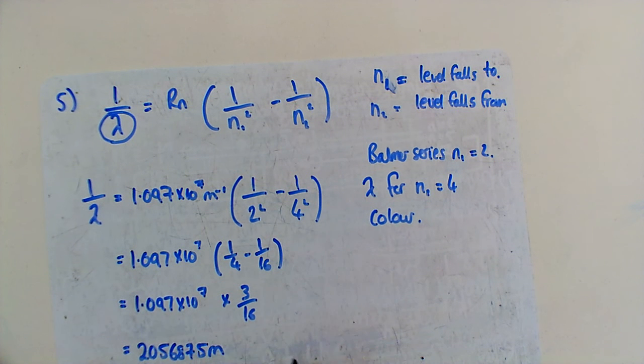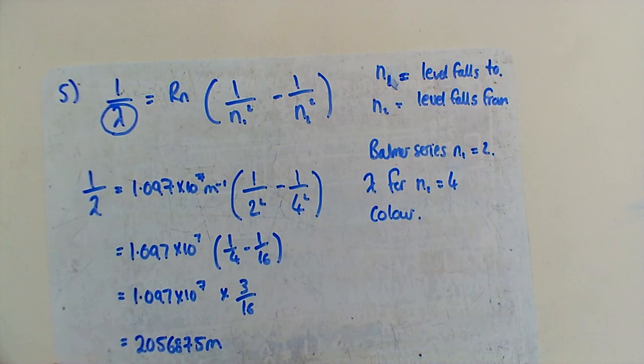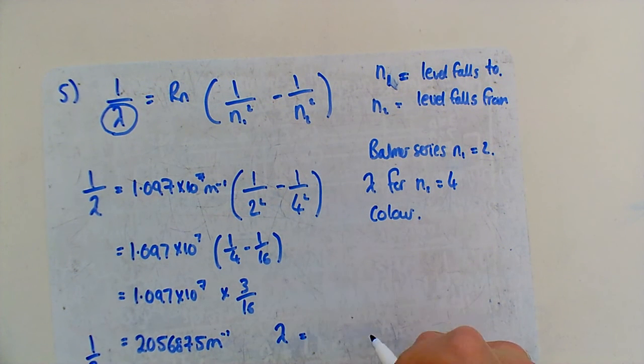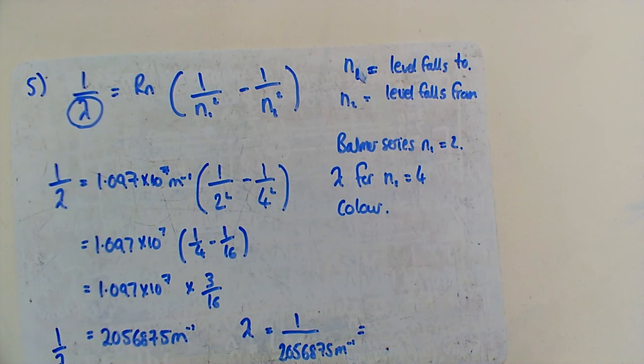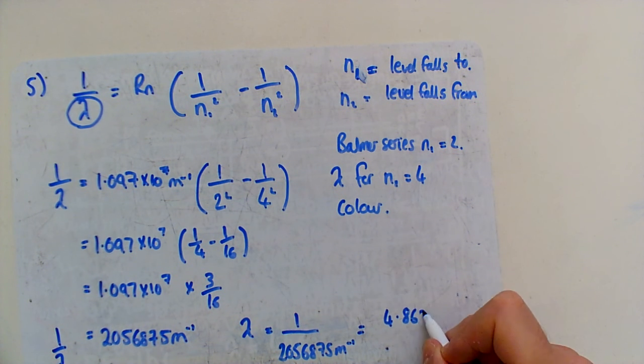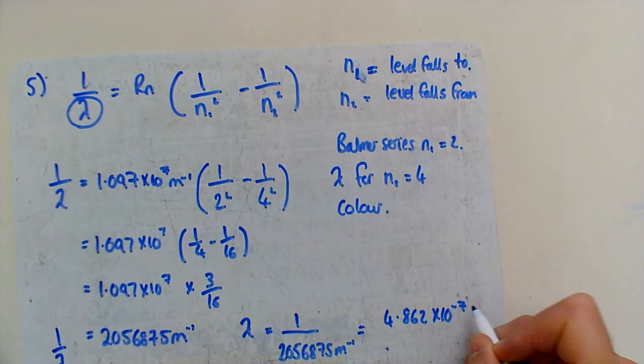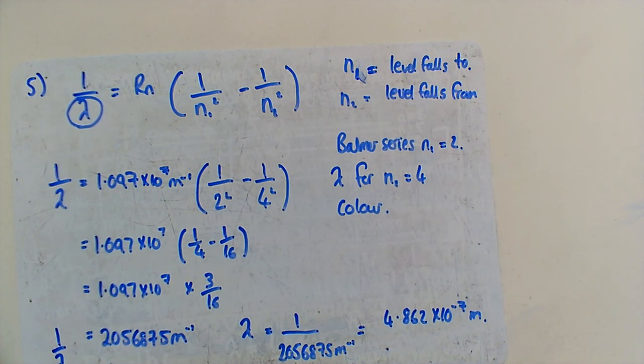205,687.5 meters to the minus 1. Because it is an exact number, I don't round it up. It didn't go on forever, it had an exact value, so I keep it. And that's 1 over lambda. So lambda is 1 divided by 205,687.5 meters to the minus 1, which equals 4.862 times 10 to the minus 7 meters.